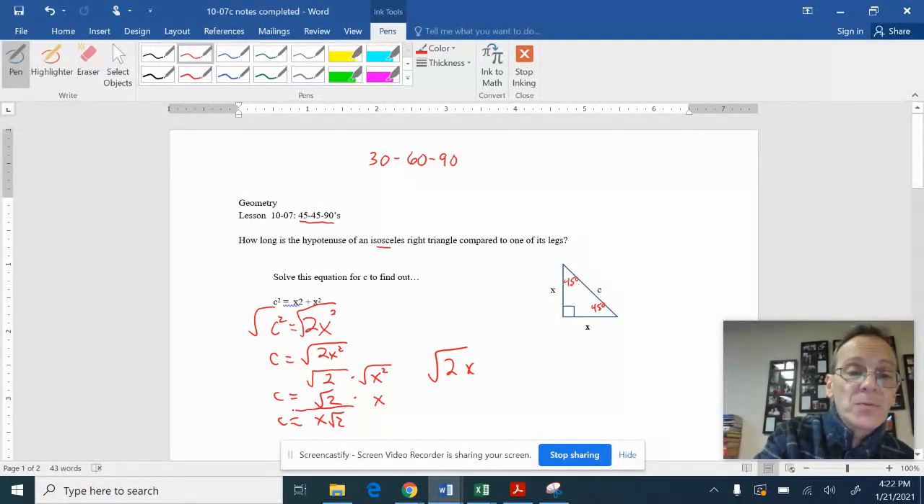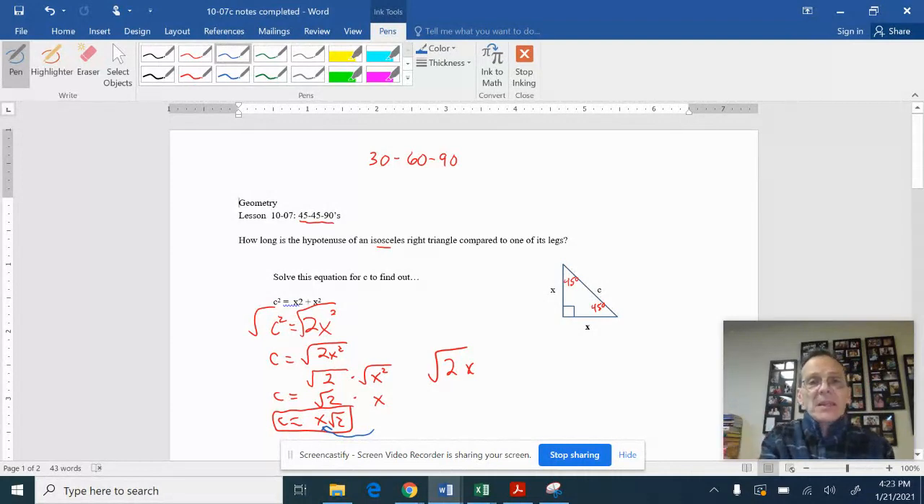And what this result tells us is that whatever the leg length is, that's what that x means. It stands for any possible leg length. Whole number, fraction, decimal, could be anything. If you multiply that leg length by the square root of 2, you have exactly the hypotenuse length for any isosceles right triangle, any 45, 45, 90 right triangle.